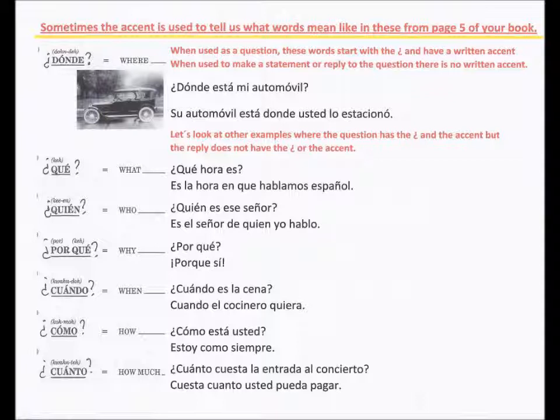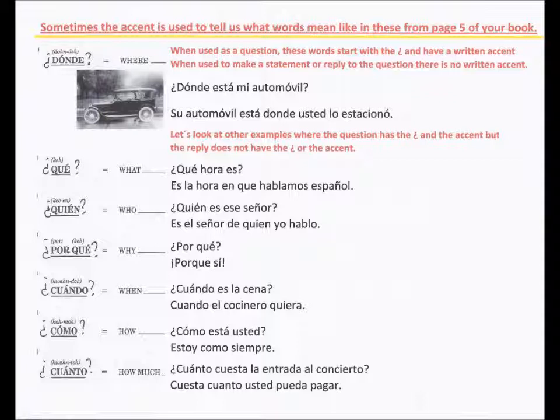Let's look at some others. ¿Qué hora es? Es la hora en que hablamos español. What time is it? It is the time in which we speak Spanish. Again, que has an accent when it's interrogative, not when it's in the answer. ¿Quién es ese señor? Who is that gentleman? Es el señor de quien yo hablo. He is a gentleman that I talk about.